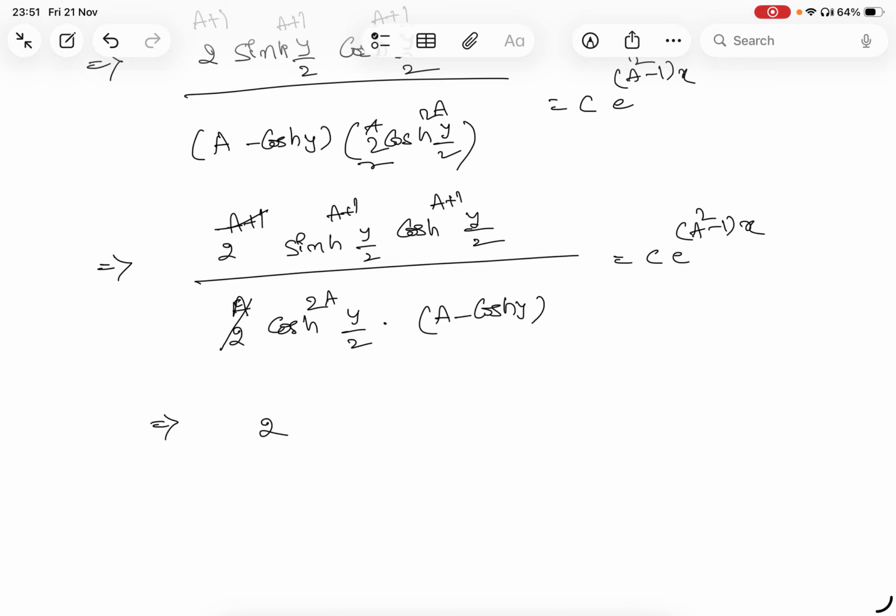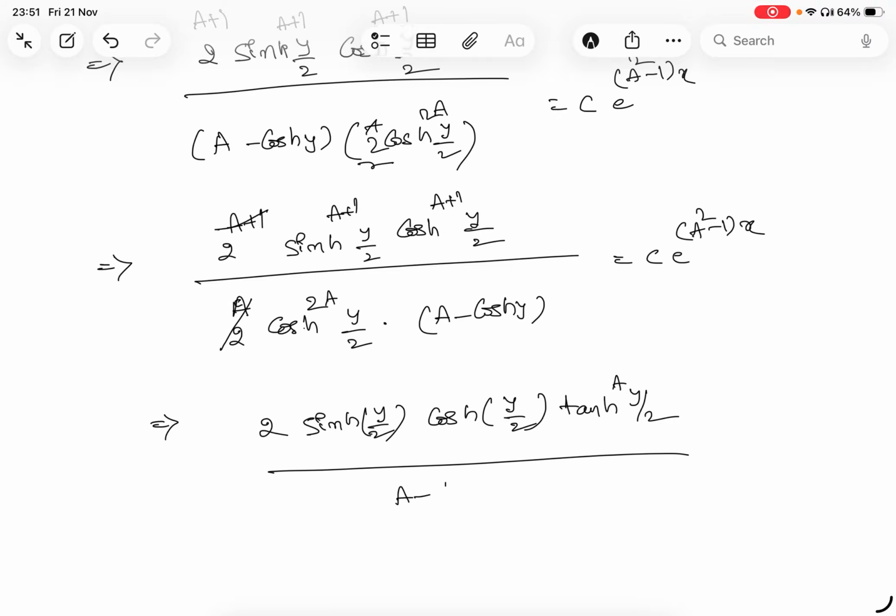And how can you write this? (Sin h y by 2) whole power (a plus 1) can be written as sin h(y by 2) into (sin h y by 2) whole power a. Fine. This can be written as sin h(y by 2) cos h(y by 2), I will explain it, tan h of y by 2, whole power a, by (a minus cos hy) is equal to c into e power of (a square minus 1) into x.